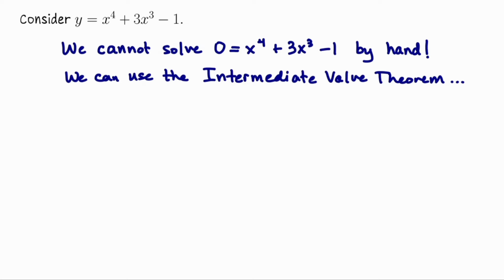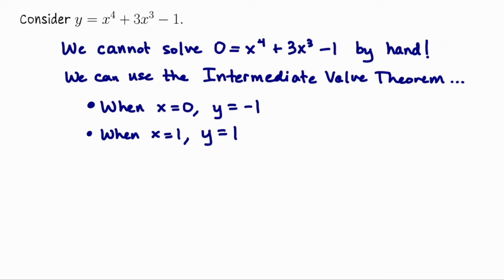Whenever you're using the intermediate value theorem to try to find roots, what you're looking for is a pair of x values that cause the y values to have different signs. I'll explain the reasoning behind this in a second. First, let me just quickly plug in two convenient values of x. Notice when x equals 0, y is negative 1. On the other hand, when x is 1, y is 1 plus 1 minus 1, which is 1.